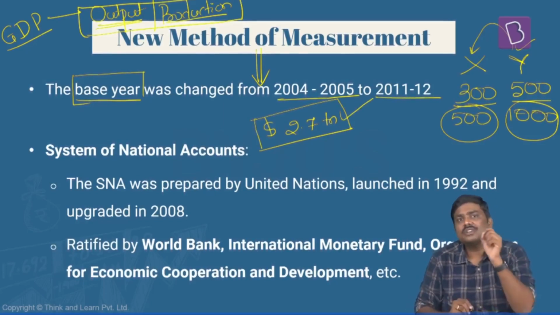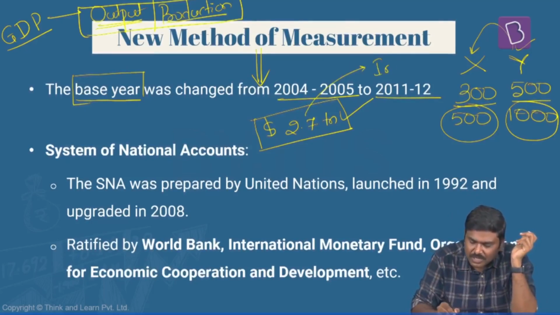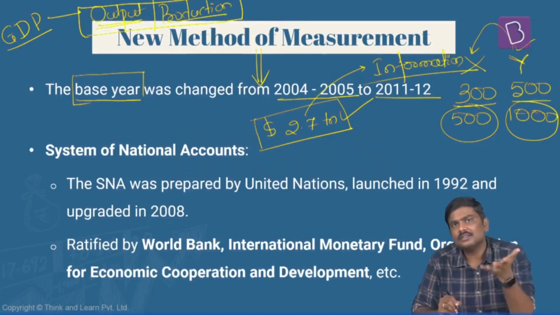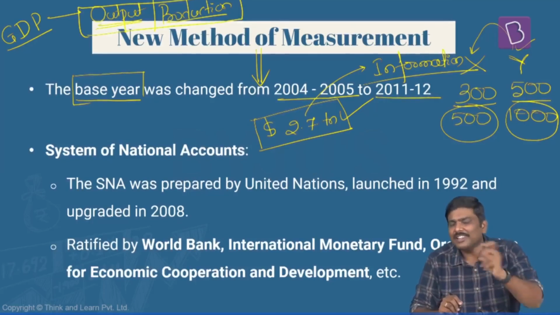So that value is $2.7 trillion. Now, based on this, what information can you derive from this particular data? Apart from the fact that, yes, India's GDP value is how much? $2.7 trillion. Can you derive anything else?